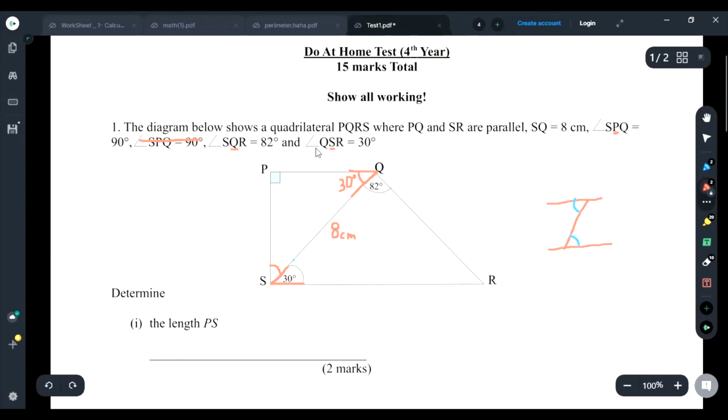So SQR is 82 degrees, and notice it's associated with the angle Q. And the same thing happens here with QSR. Okay? I asked the question, how can we find the missing angles here, right?